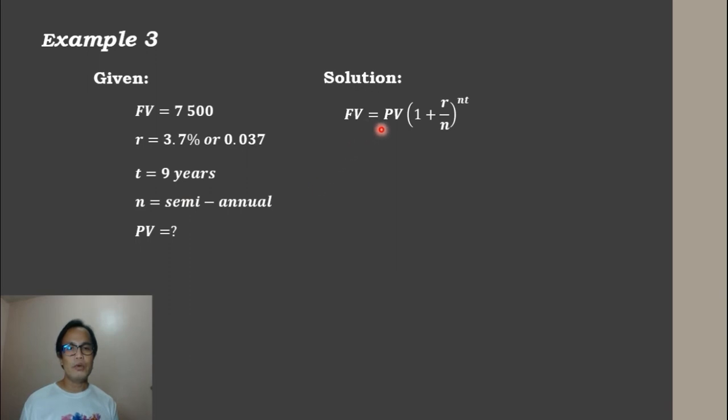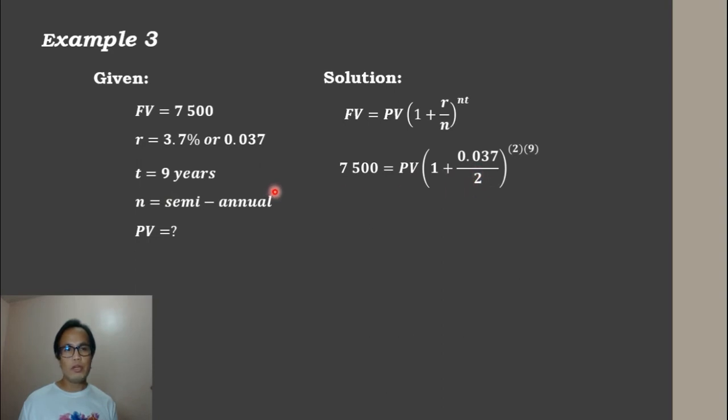The future value is equal to the present value times 1 plus the r over the n quantity raised to nt. So we substitute these values to the formula. So we will have this time, since the unknown is the present value and we are given the future value, so we will substitute the future value, which is 7,500, and since PV is unknown, so we'll just simply write there PV, which is the unknown, times 1 plus our R is 0.037 over N is 2.